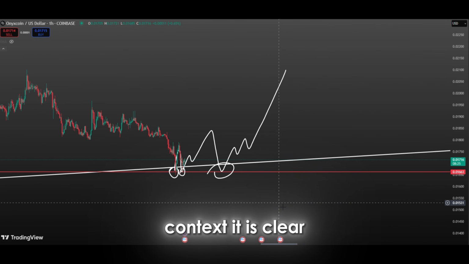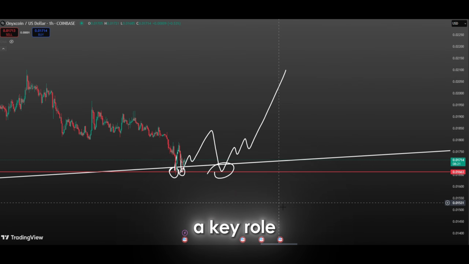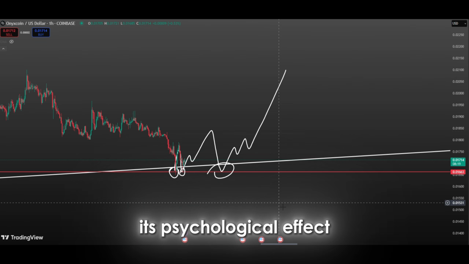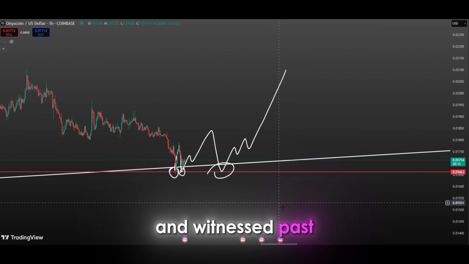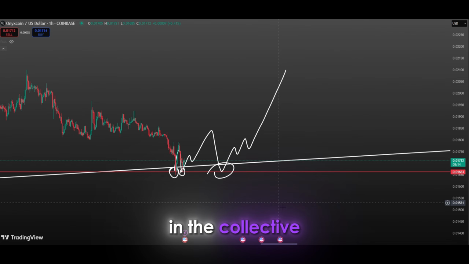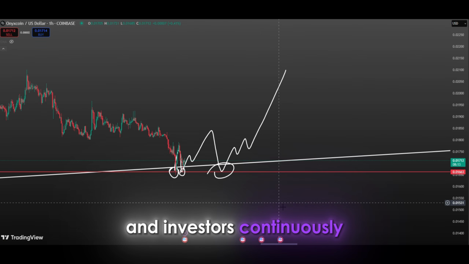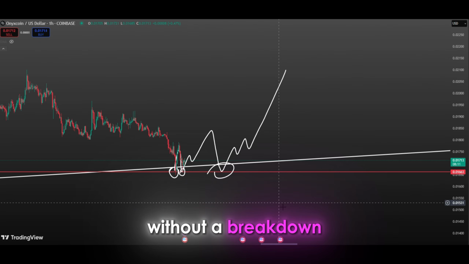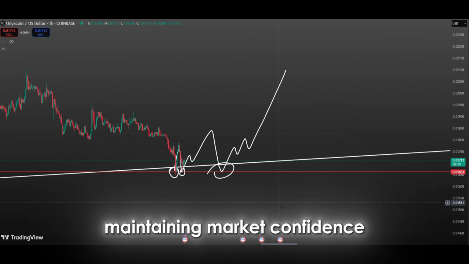Viewed in this context, it is clear that the level from which the price has recently bounced is a strong support area. Moreover, this level has worked similarly in the past and has played a key role in price recovery. Another reason this support zone is important is due to its psychological effect. Market participants have observed this level and witnessed past price behavior around it. Therefore, such levels become ingrained in the collective consciousness of the market, and investors continuously monitor them. This makes holding this support level without a breakdown highly important for maintaining market confidence.